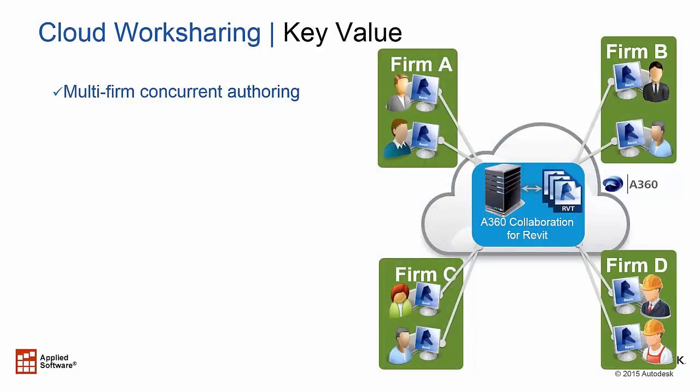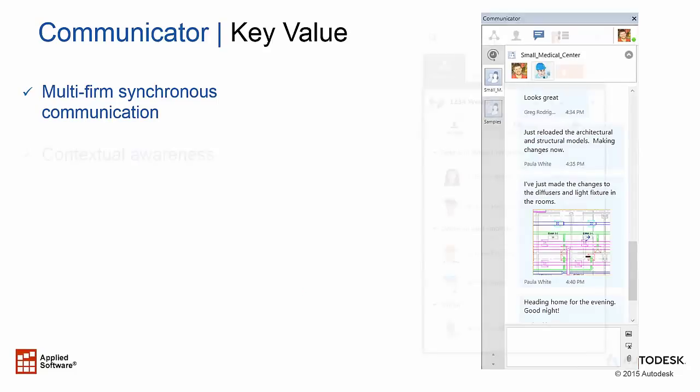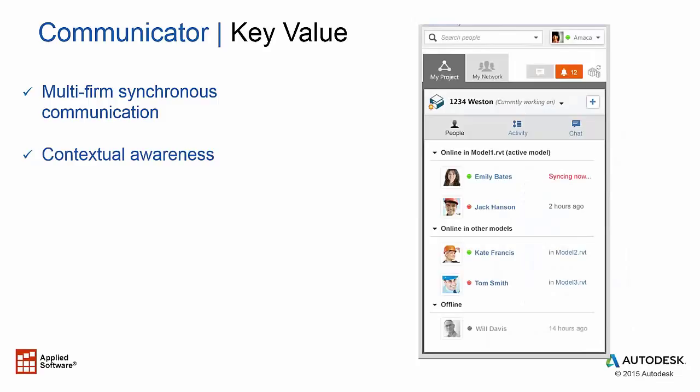So let's say we have firms A, B, C, and D located in different parts of the country or even different parts of the world. On top of that, you also get a Communicator chat box that allows different team members to chat directly with each other, share screenshots and screen captures, and even have multi-person chatting. So the ability to get a quick update or quick feedback on a specific part of the design is inherent in Collaboration for Revit.